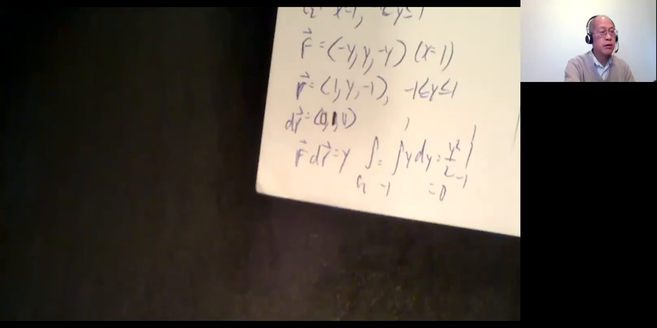Okay, so integral along C2 of -1 to 1 of F dot DR. F dot DR came out to be Y dy. Y²/2 from -1 to 1. That's also 0.